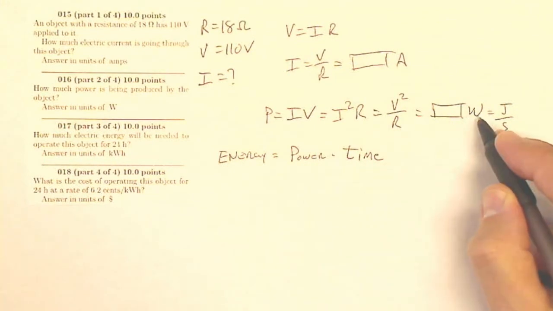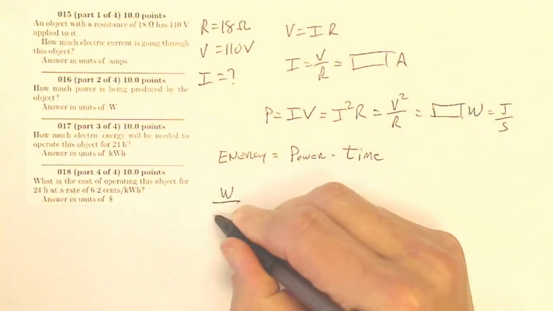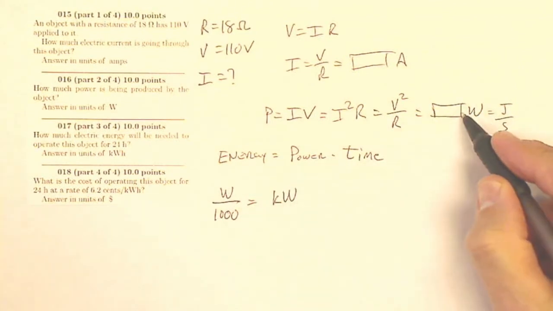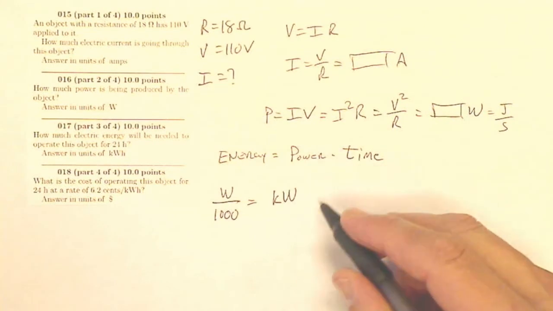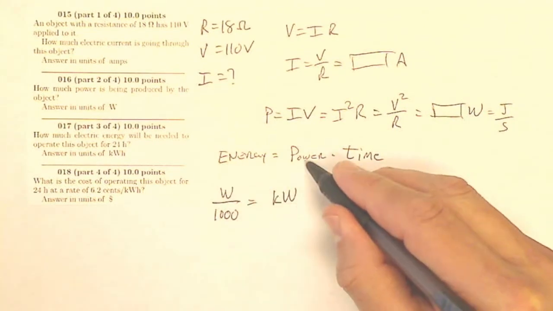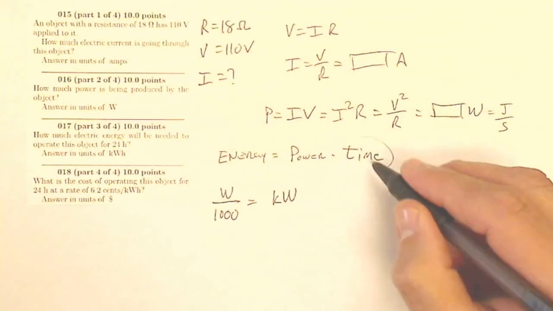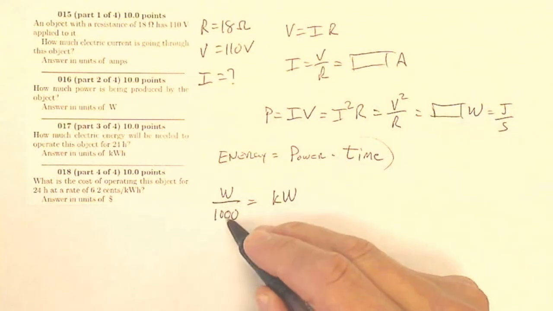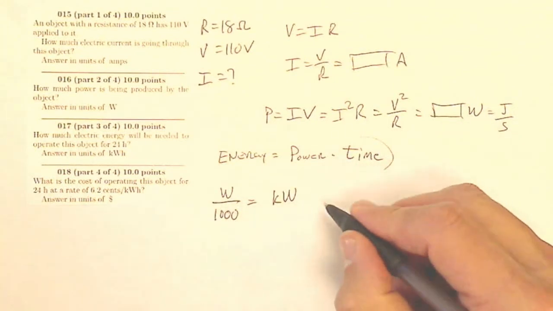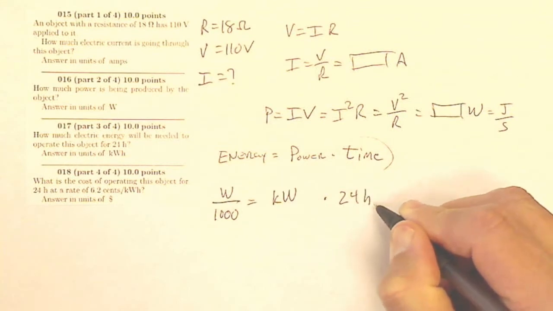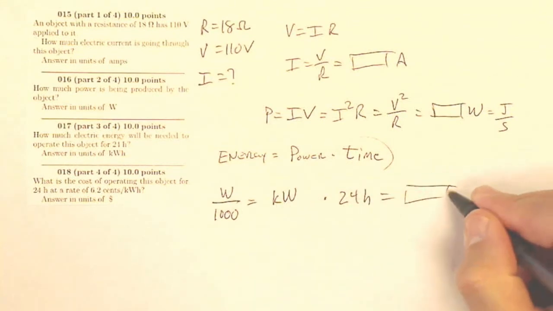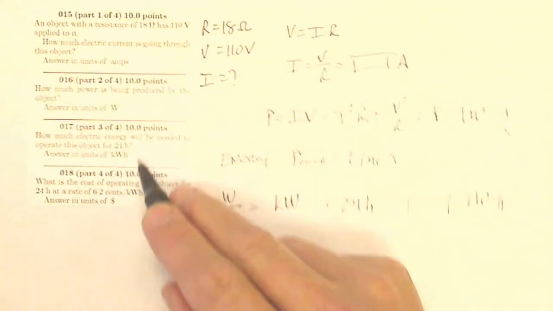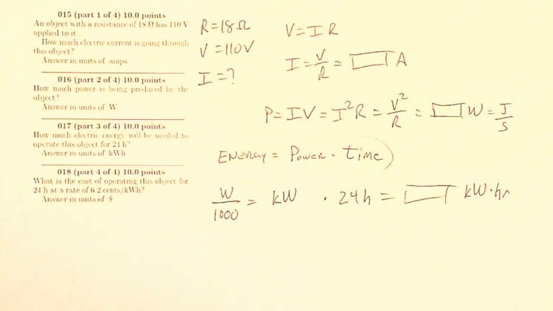So however many watts this is, if I take watts and divide it by 1,000, that's going to give me kilowatts. So take this number, divide it by 1,000, that's going to be your power. And then just multiply that by the time. For me, that's 24 hours. So I would take my answer here of so many watts, divide it by 1,000, and then multiply it by 24 hours, and that will give me an answer in kilowatts times hours, which is what it's looking for. So this will give me so many kilowatt hours.